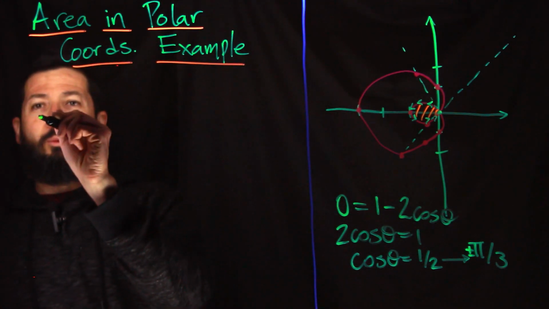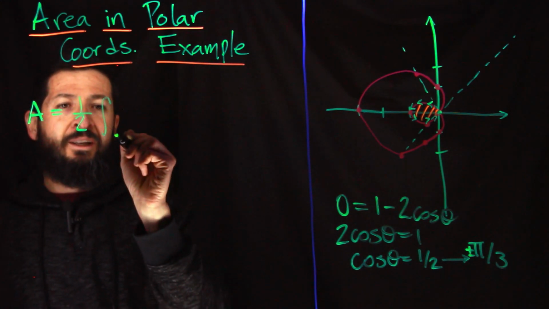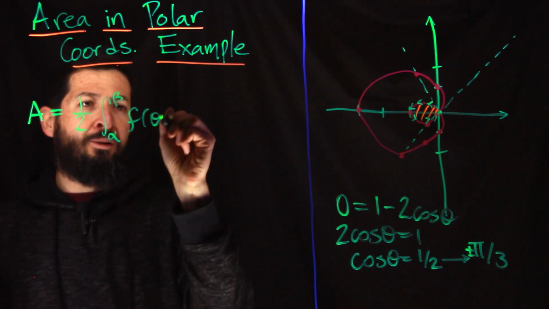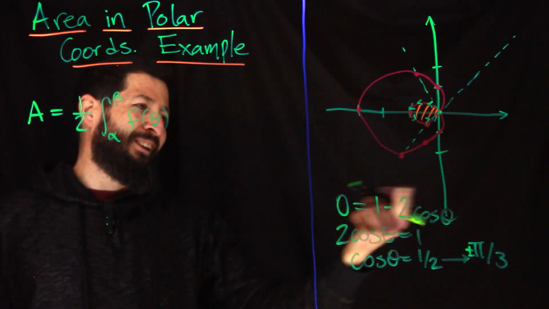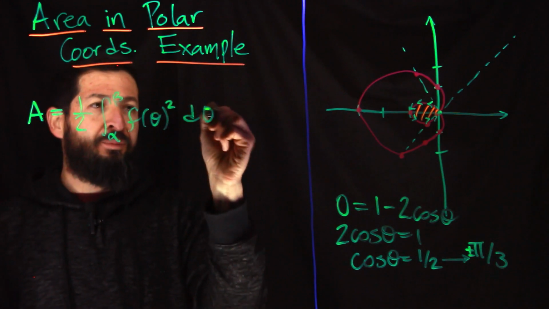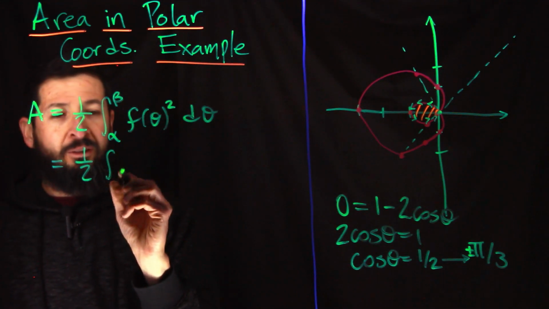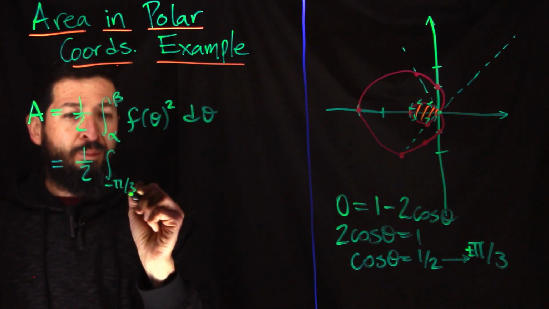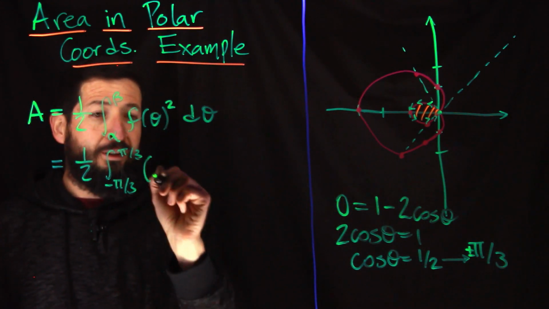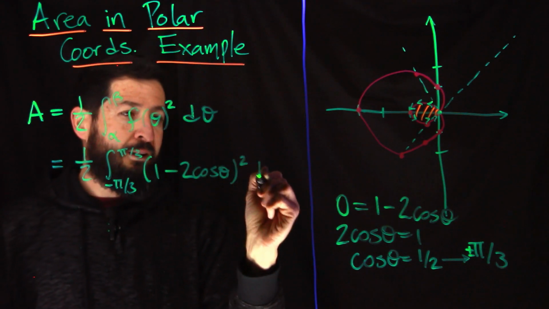At this point, we want to remember the formula for the area, which is 1/2 the integral from the angle alpha to the angle beta of the function of the angle, that's the radius, squared d theta. In our particular case, we have 1/2 of the integral from negative pi over 3 to pi over 3 of the radius, 1 minus 2 cosine of the angle, squared d theta.